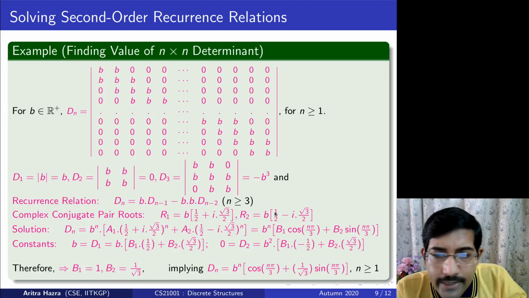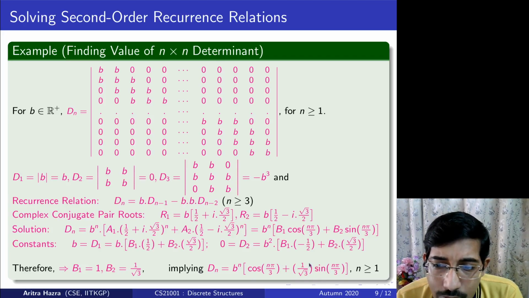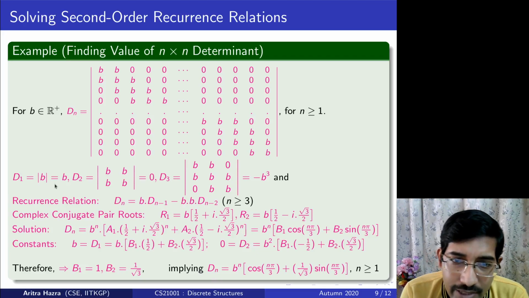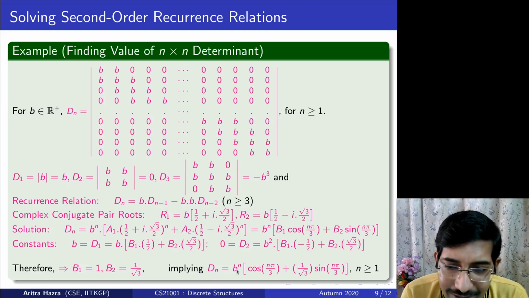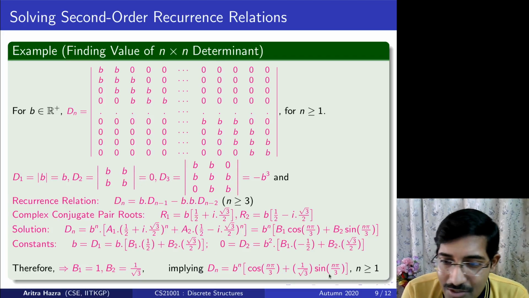So finally, you get your final solution as b to the power n into cos n pi by 3 plus 1 by root 3 sin n pi by 3, that is 1 here in the constant and 1 by root 3 here in the constant. And if you give n equal to 0, you will get b. You give 1, you will get 0. You try to check it here, for n equal to 1 and so on.